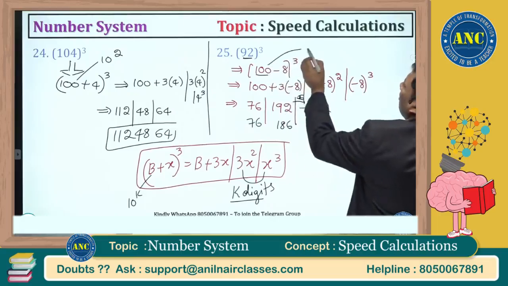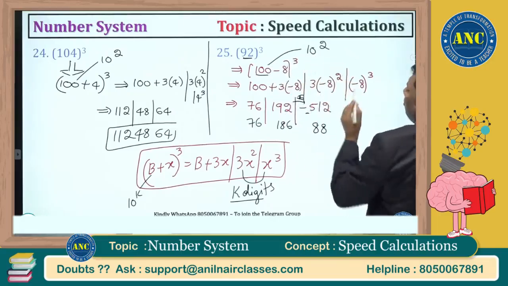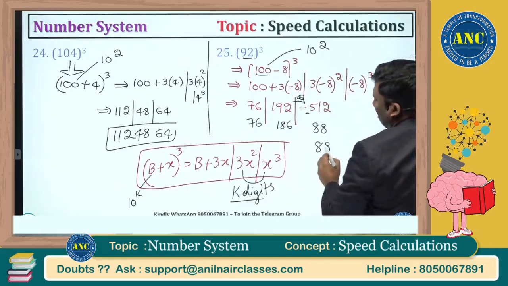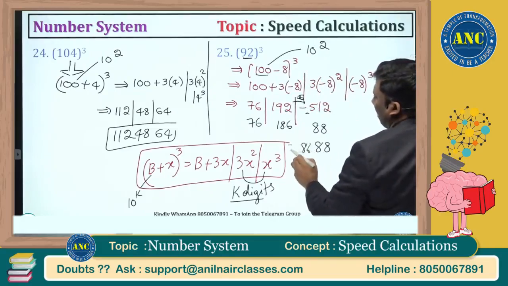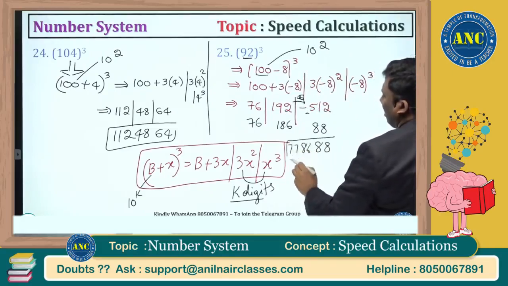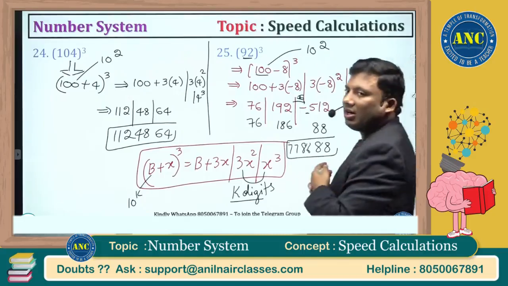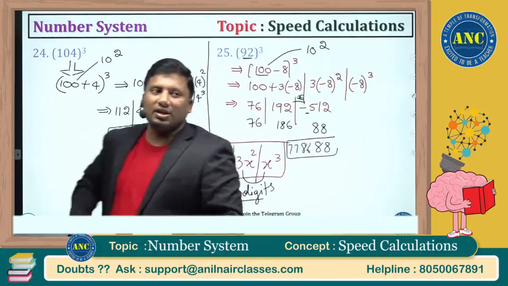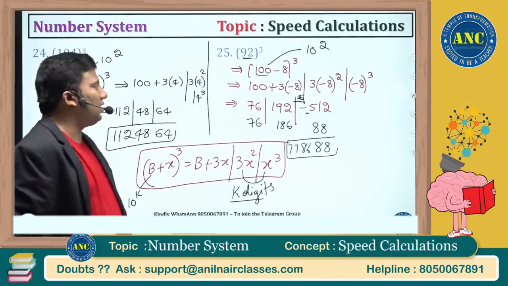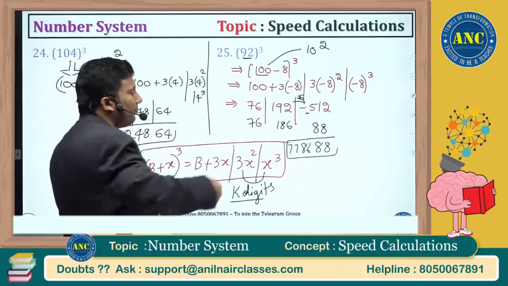100 is 10 square. Last two places 2 digits. 88. 86, 1 carried, 77. Answer is 778688. Again I am repeating.